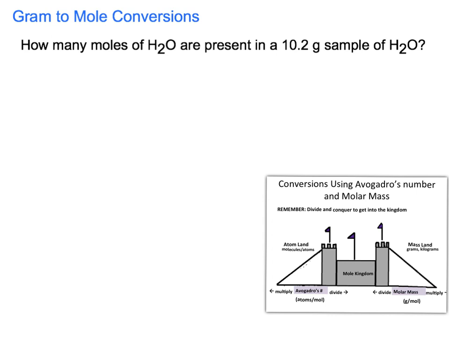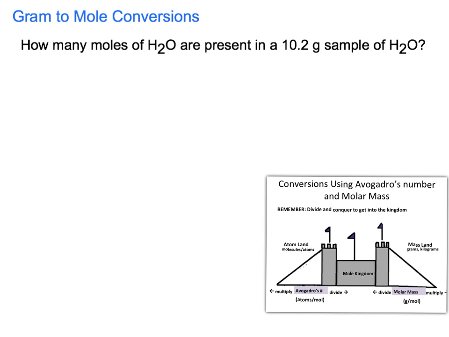Okay, so right now what we're going to focus on is the right-hand side of the flow chart. So we're going to look at converting between grams and moles. And in order to convert between grams and moles, we must use molar mass. So whether we're going from grams to moles or from moles to grams, whichever direction we're going, the unit that we're going to be utilizing is the molar mass of whatever substance we're converting. Now, if we are going into the kingdom, anytime we enter the kingdom, we are going to be dividing. So the way Mr. Hartman shared it with us is that in order to get into the kingdom, we're going to divide and conquer.